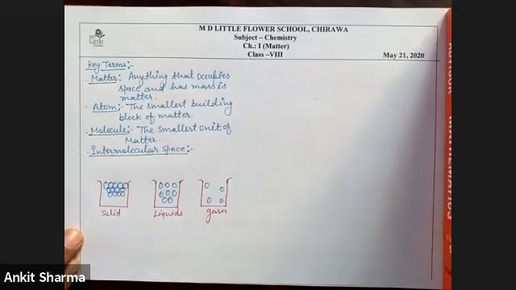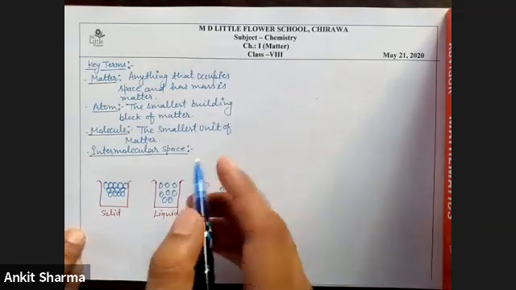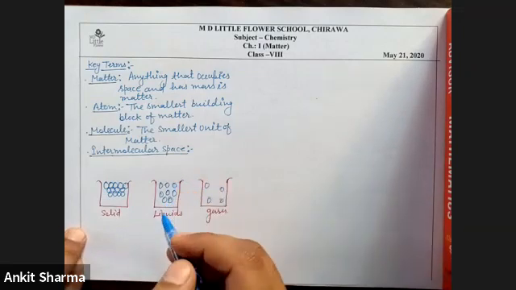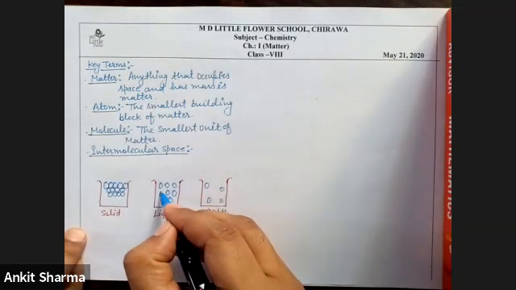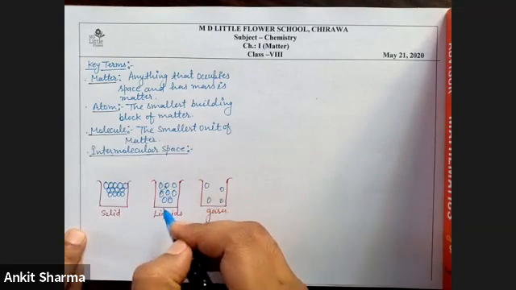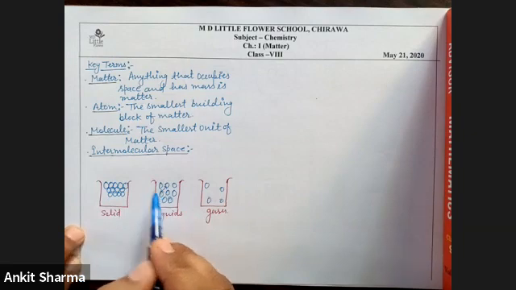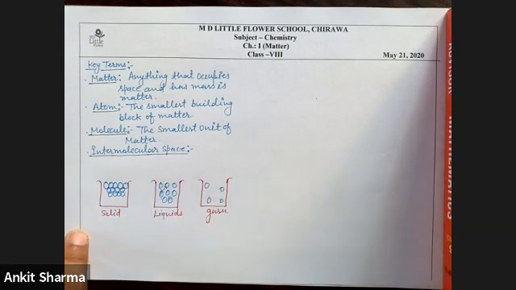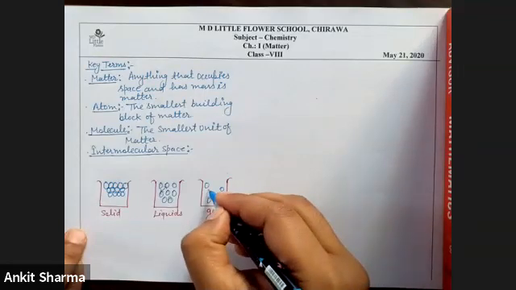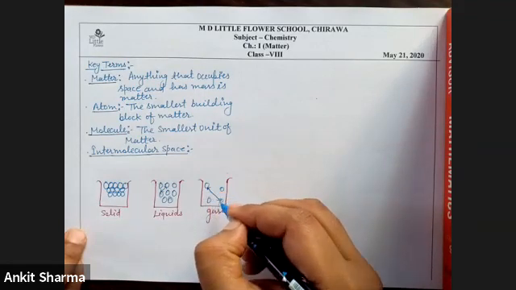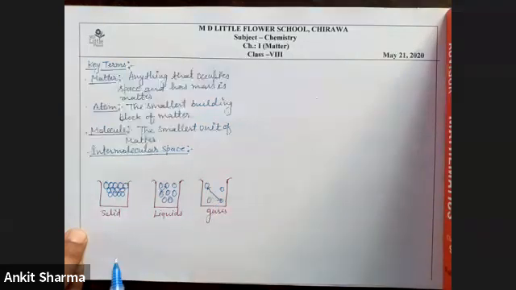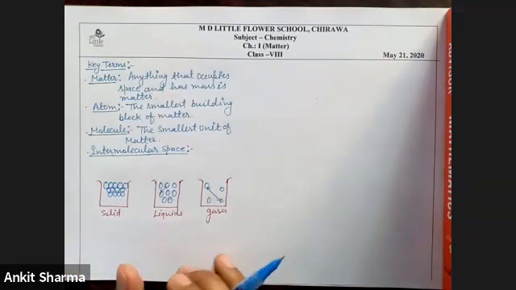So now, what is intermolecular space? The space between the particles of matter, जो matter के particles के बीच में जो space होता है. See here, there is a space between this particle and that particle. So that length, or that space, is known as intermolecular space. Get it? So what is intermolecular space? The space between the particles of matter.